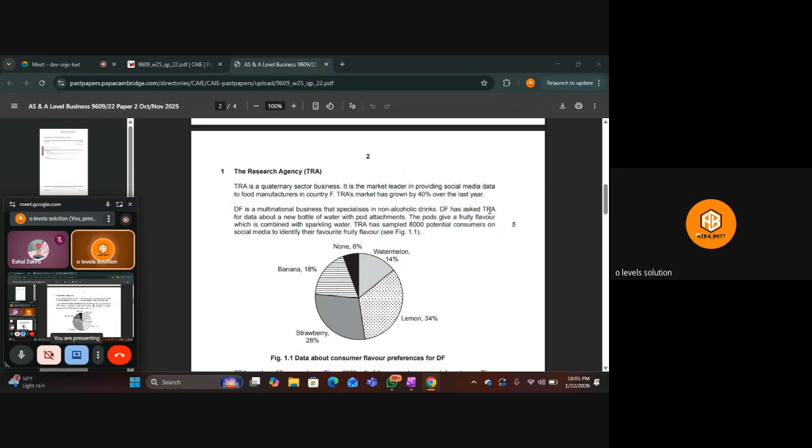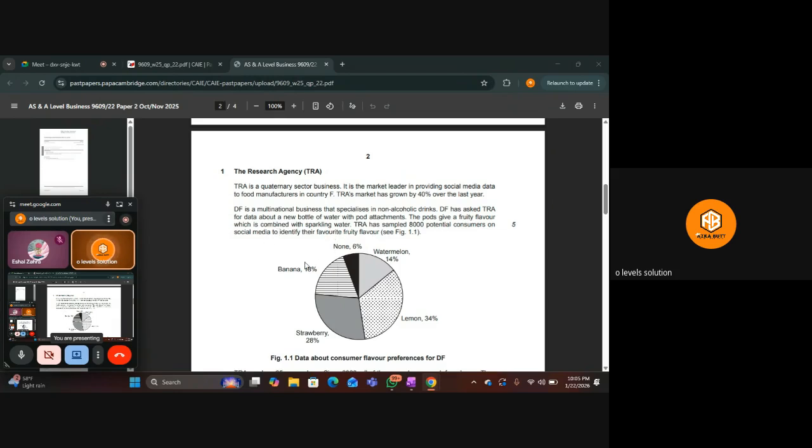And DF has asked TRA. So basically, DF is another business that specializes in non-alcoholic drinks, and it has asked TRA, this research agency, for data about a new bottle of water with pod attachments, where pods give a fruity flavor which is combined with the sparkling water. TRA has sampled 8,000 potential consumers on social media to identify their favorite fruity flavors.